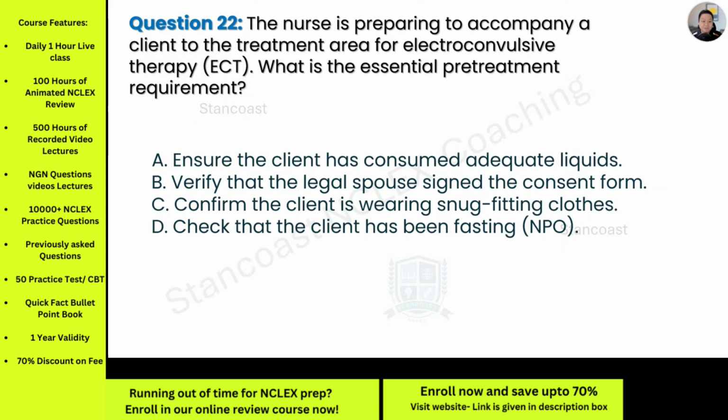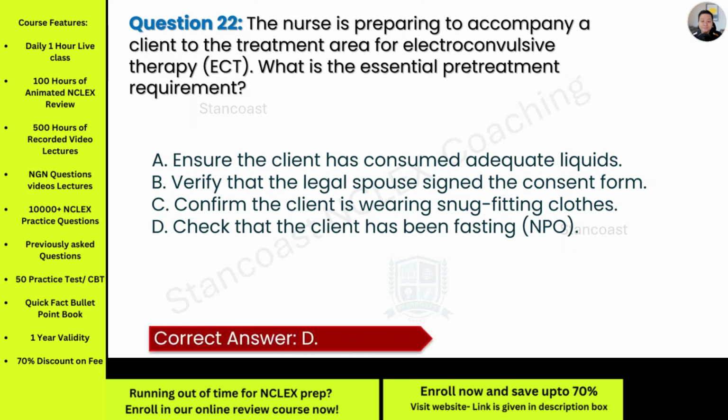Your answer here should be letter D. Why? Because the ECT involves the administration of anesthesia. It requires fasting to prevent aspiration during the procedure. So if you selected letter A, that is incorrect. This can cause the patient to have aspiration.